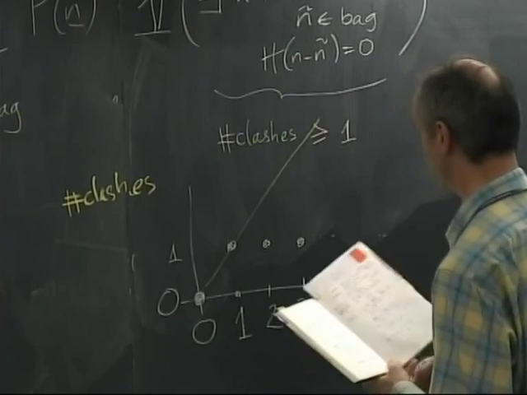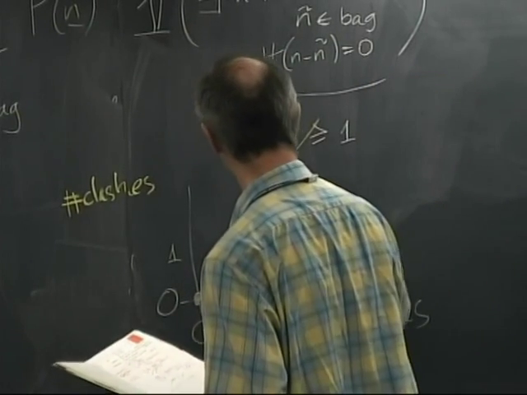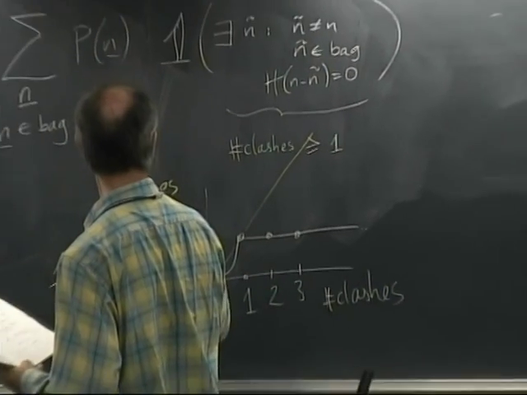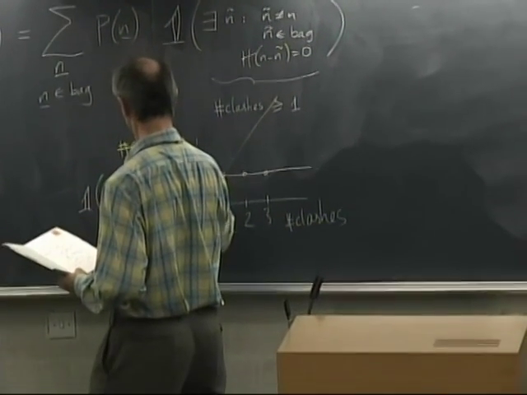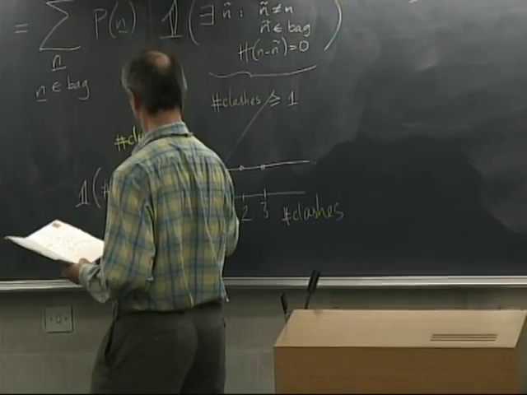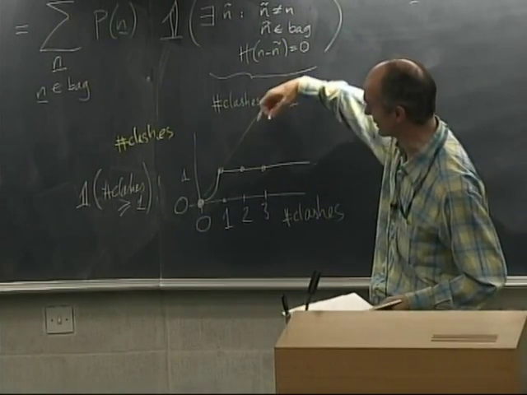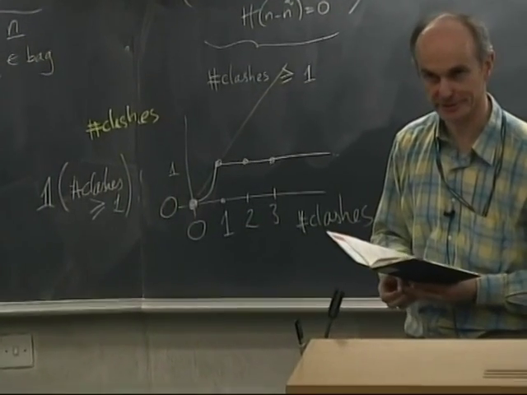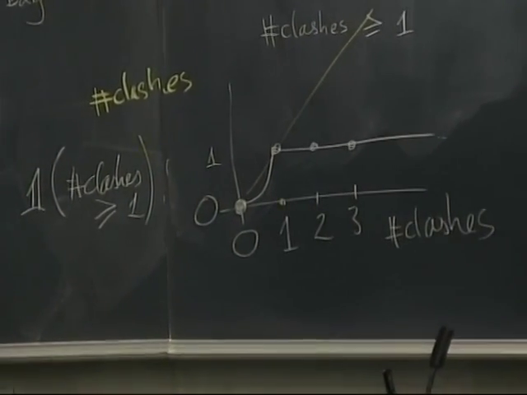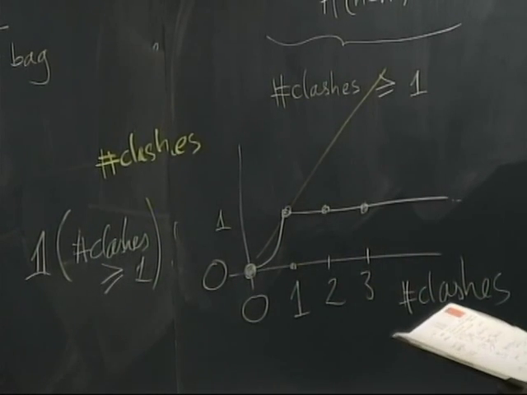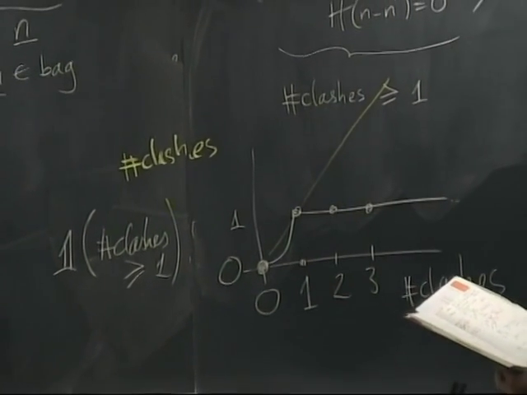And in white, we have the function 1, number of clashes is greater than or equal to 1. Why am I laboring this? I want you to be clear that the yellow function is bigger than the white function. Okay. Now, what should we do next?